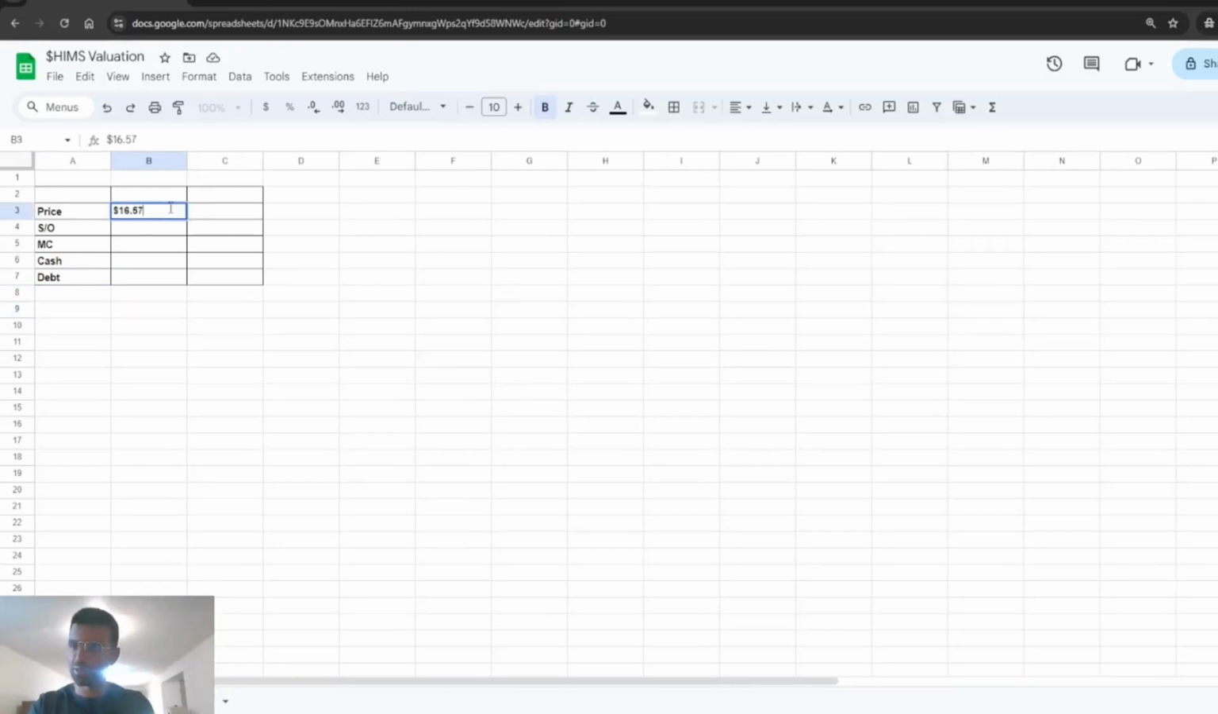Okay, so as of Friday, it was $16.57. Shares outstanding, there's two classes of shares. If you go on their Q2 or annual report, you can see that. They have the Class A and the Class K, so you can just add them together, 208.7 plus the 8.3. So they got 217 million shares outstanding. This is in 2024 Q2. Let's paste this bad boy down. All right, market cap is B3 times B4, it's like 3.6 billion.